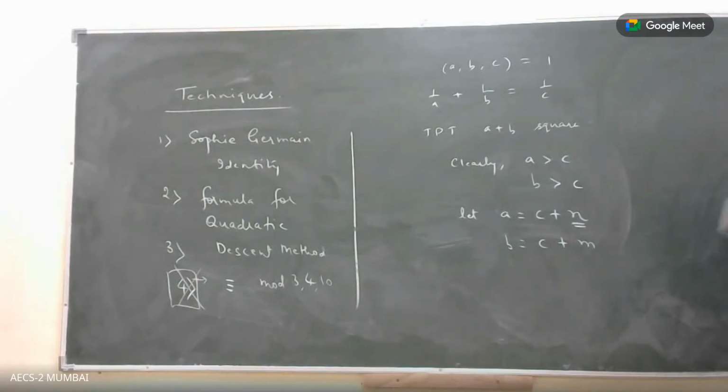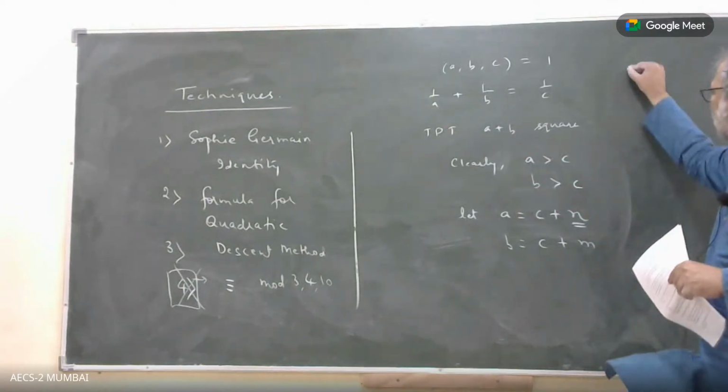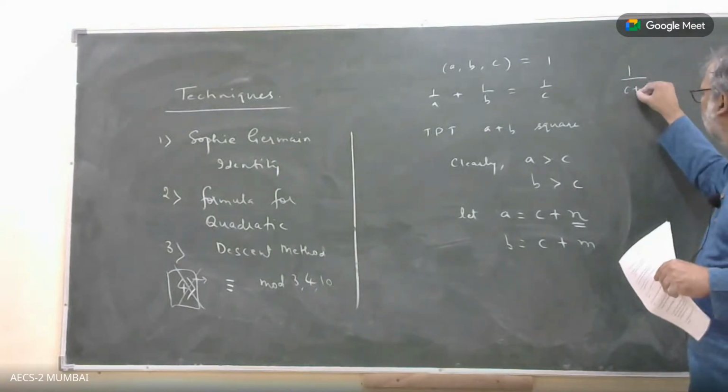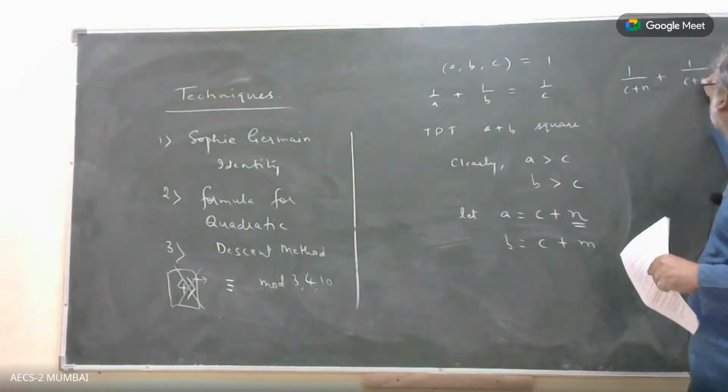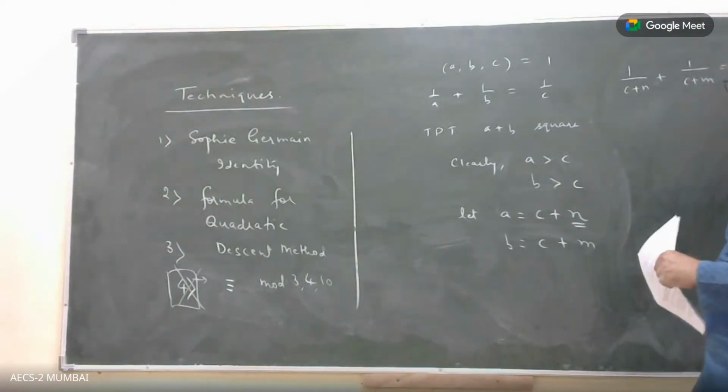Yeah, so now you work with it. Simplify this further: 1 by c plus m plus 1 by c plus n equals 1 by c.